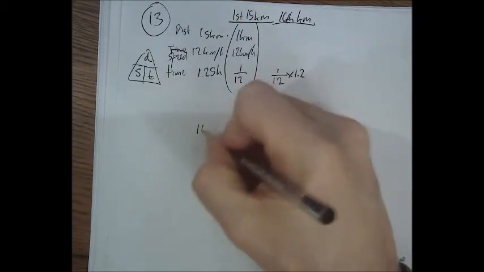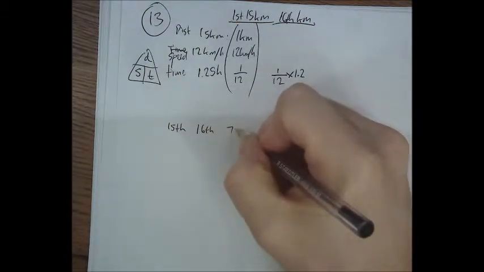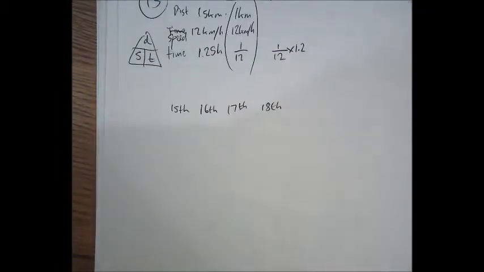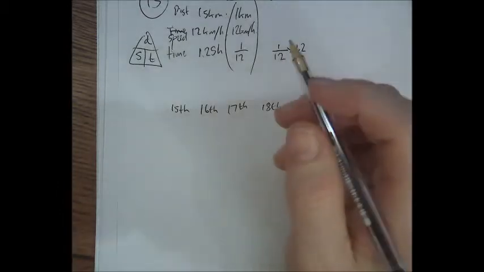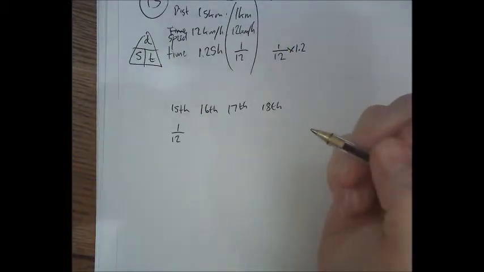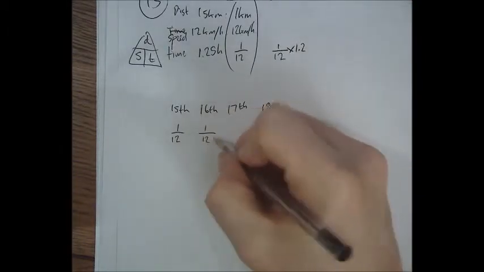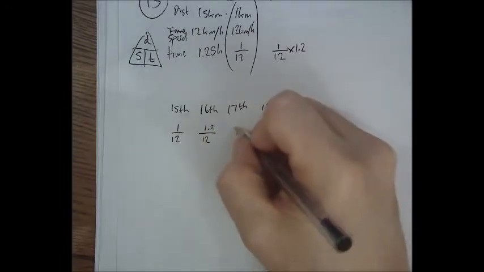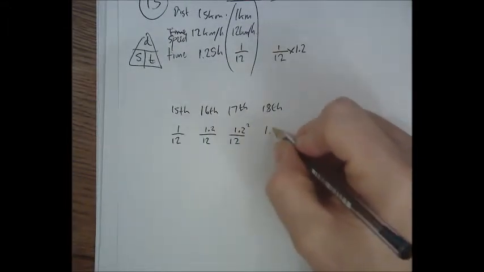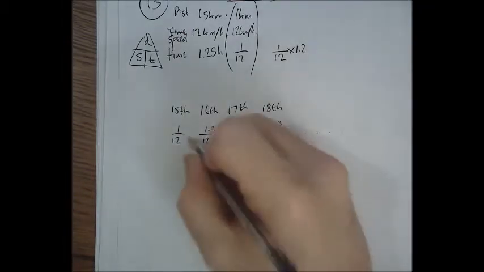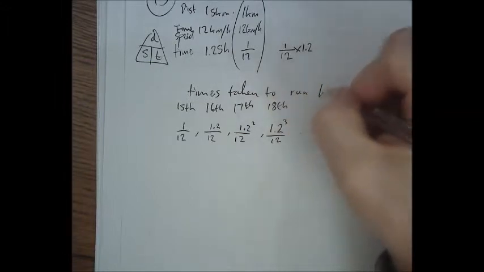So let's make it, I mean, you can make up whatever sequence you like. I'm just going to make it up in terms of time taken to do a kilometer in hours, starting with the 15th. So the time taken to do the 15th kilometre is 1 over 12. Then it's 1 over 12 times 1.2. And then it's 1 over 12 times 1.2 squared. So timesing by 1.2. And then it's 1.2 cubed over 12, etc. Okay, so these are times taken to run 1 kilometre.